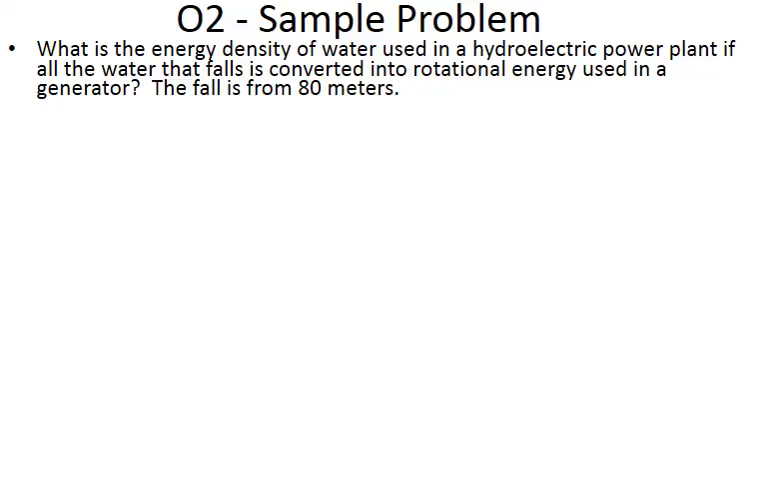All right, so let's try this one here. We're looking at a hydroelectric plant, and we're going to be looking at the specific energy, not the energy density, but the specific energy, which is how many joules per kilogram you get out of the water used in this hydroelectric plant if all of that water energy is turned into rotational energy, and the fall is 80 meters.